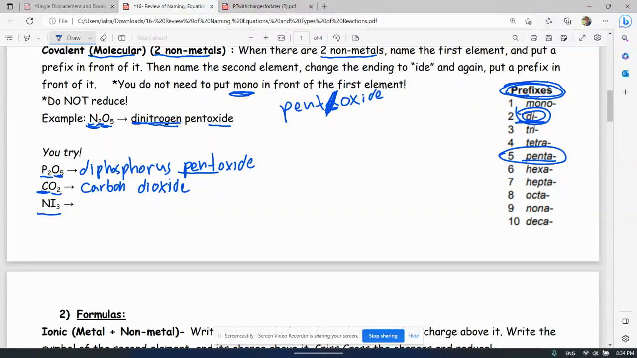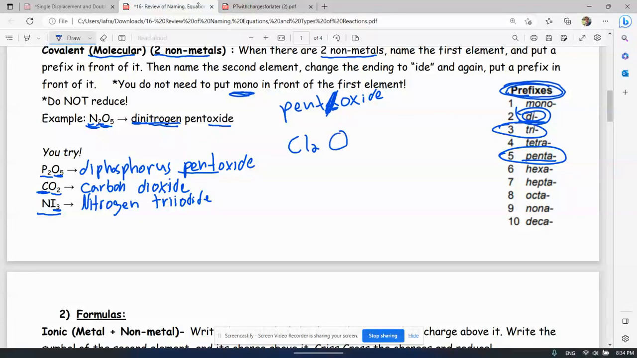Here we have, okay, you can pause it and try it yourself. Remember, that's the idea. NI3. So we have nitrogen. Remember, we don't put mono because it's the first element, nitrogen. And then here we have 3 iodines. They become iodide, so tri-iodide. Remember, when there's I, you don't remove the vowels.